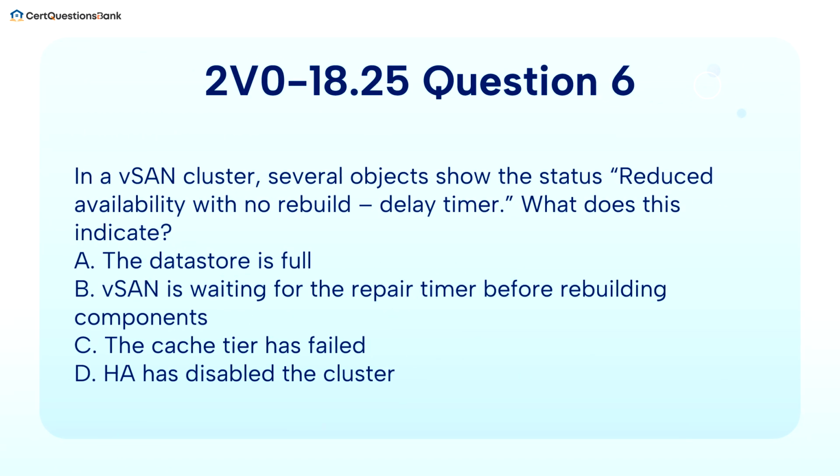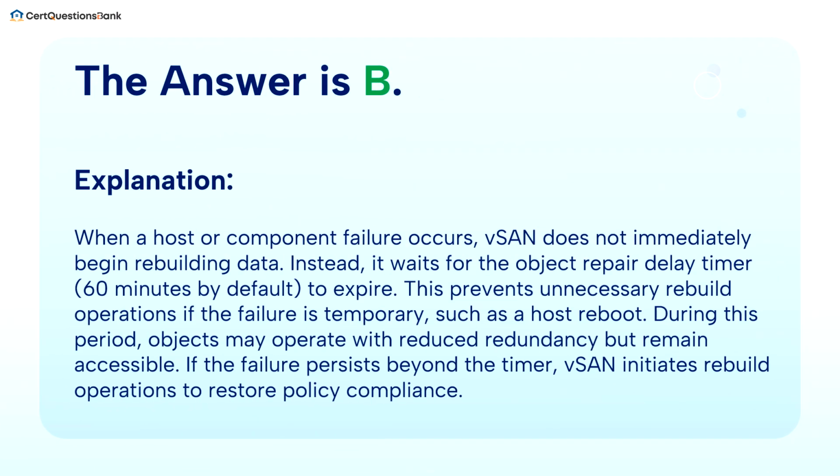In a vSAN cluster, several objects show the status reduced availability with no rebuild, delay timer. What does this indicate? A. The datastore is full. B. vSAN is waiting for the repair timer before rebuilding components. C. The cache tier has failed. D. HA has disabled the cluster. The answer is B.